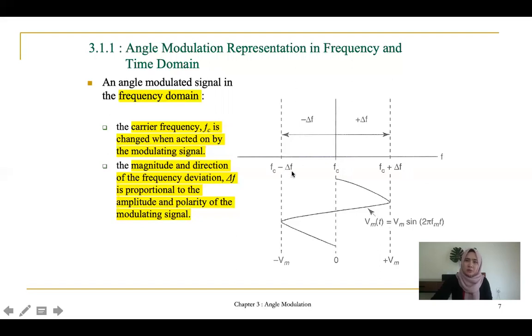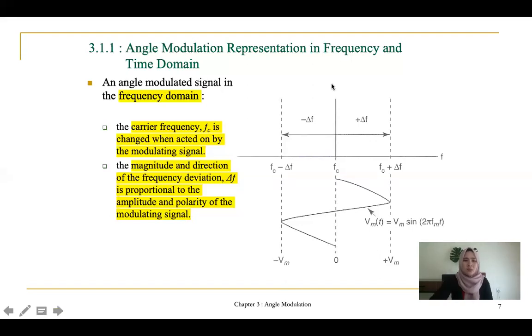But for amplitude modulation, if you remember, the middle frequency is FC, but the upper side frequency is FC plus FM, and the lower side frequency is FC minus FM. So it's different for amplitude and angle modulation. You just look at this part. This is the frequency domain. The one in the bottom is just to show you the effects when the modulating signal varies.